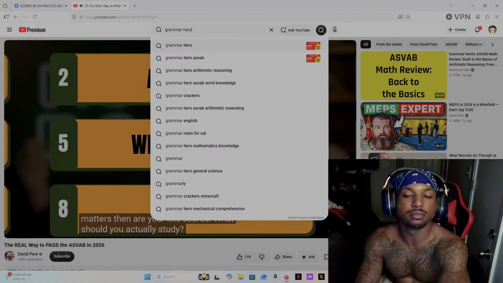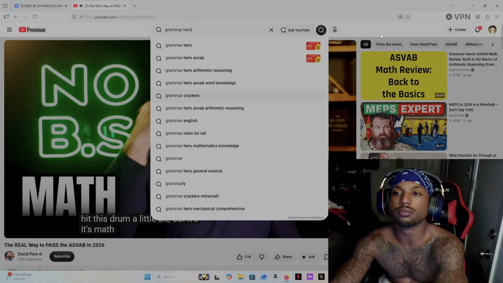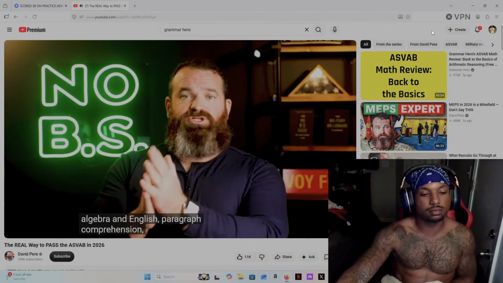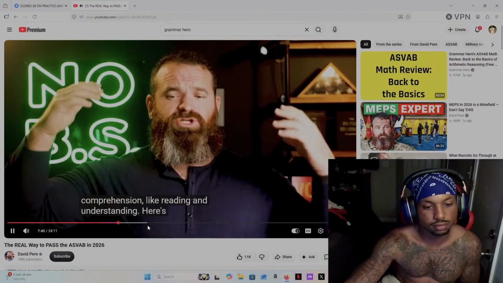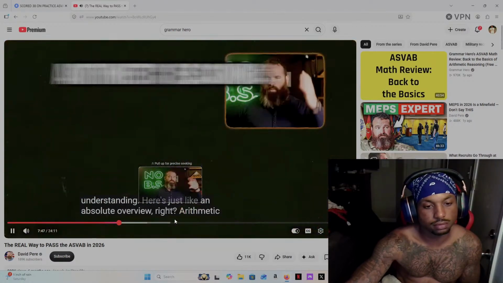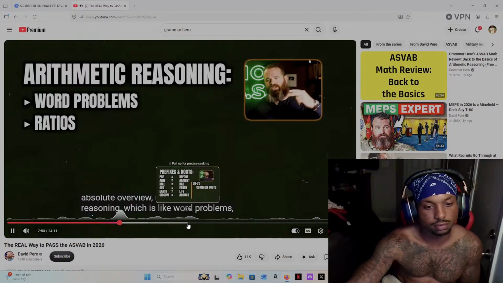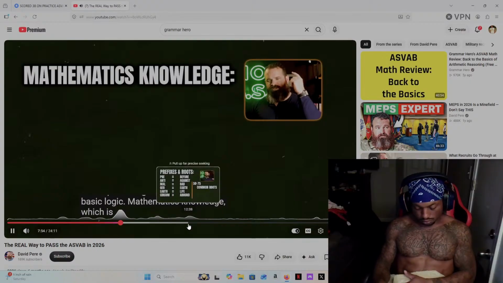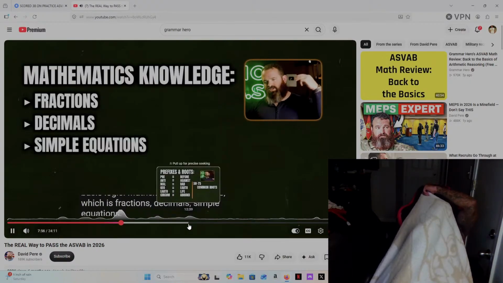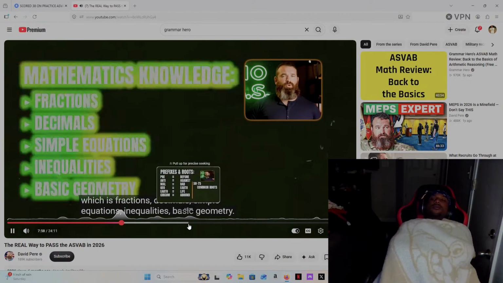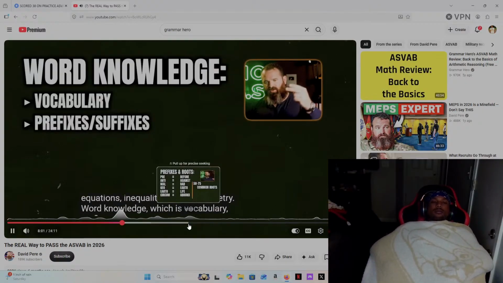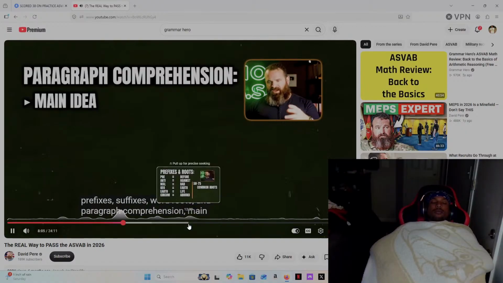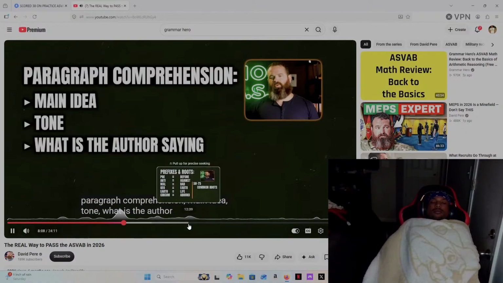What should you actually study? I kind of hit this drum a little bit, but it's math and English, right? So algebra and English. Paragraph comprehension, like reading and understanding. Here's just an absolute overview, right? Arithmetic reasoning, which is word problems, ratios, percentages, distance, time, basic logic. Mathematics knowledge, which is fractions, decimals, simple equations, inequalities, basic geometry. Word knowledge, which is vocabulary, prefixes, suffixes, word roots. And paragraph comprehension: main idea, tone, what is the author really saying?